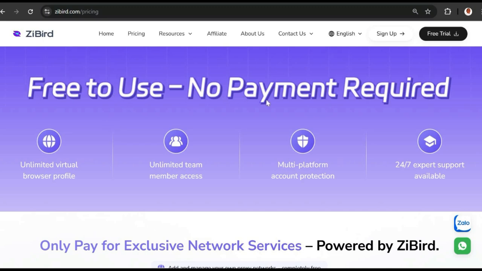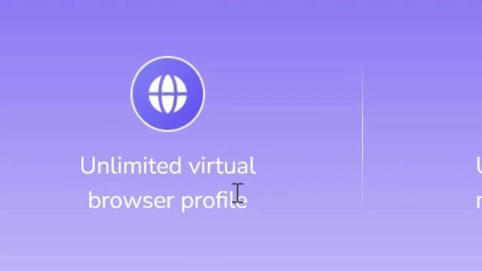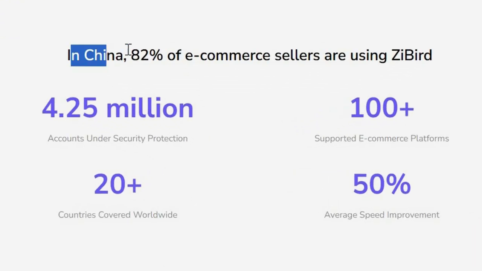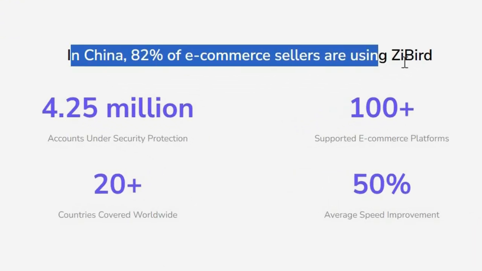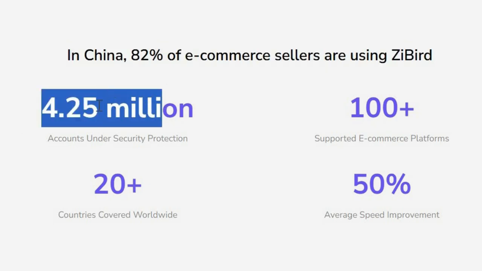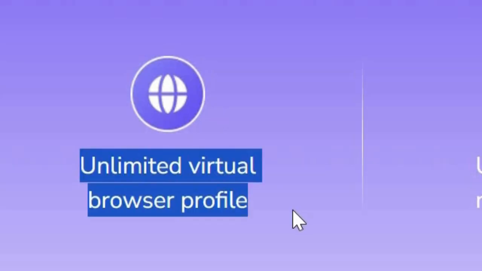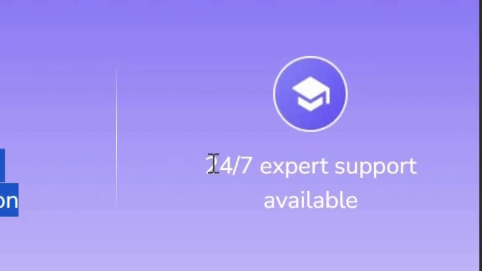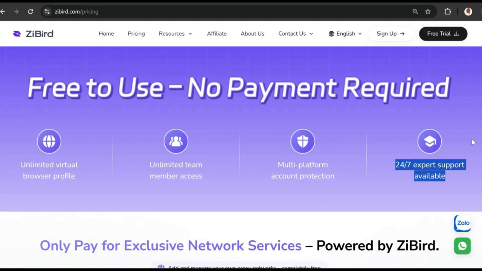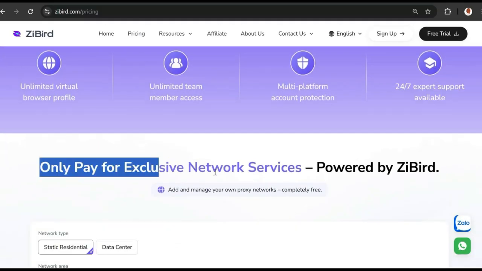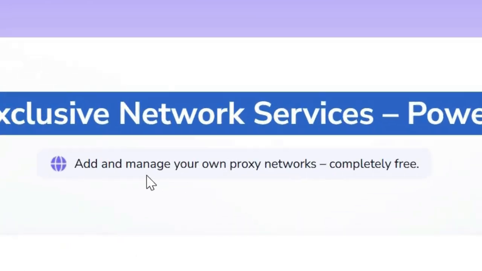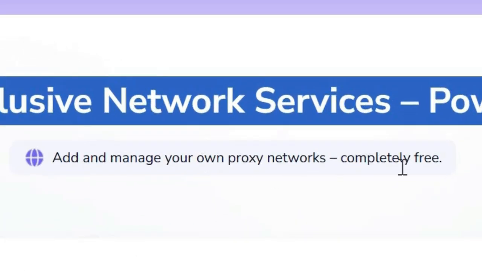Okay, it says free to use, no payment required, unlimited virtual browser profile, literally unlimited. According to them, up to 82% of people in China use it, which means it's been unlimited for a very long time. Okay, so it says unlimited virtual browser profiles, unlimited team member access, multiple platform account protection, and 24/7 expert support. And once you scroll down here, you're going to see it says only pay for exclusive network services powered by ZBird, and you can see here it says add and manage your own proxy networks for completely free.